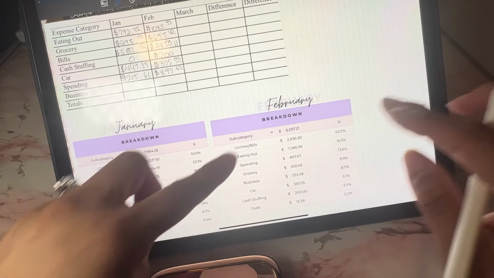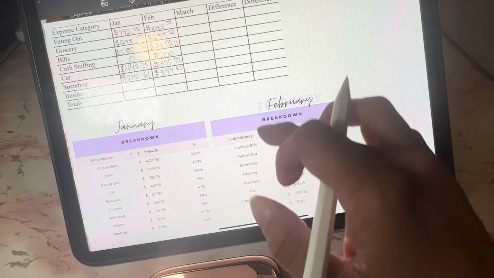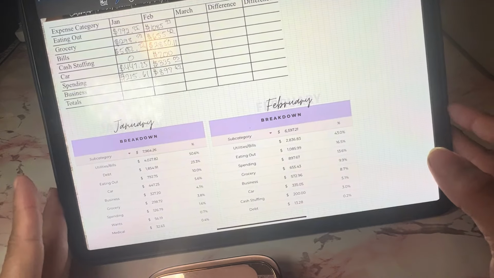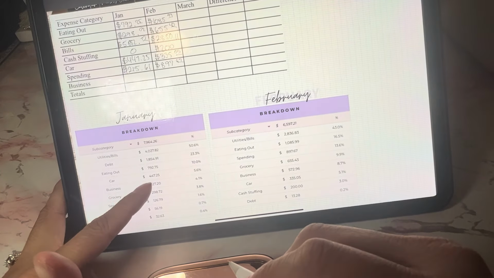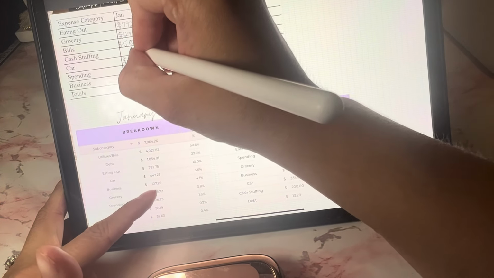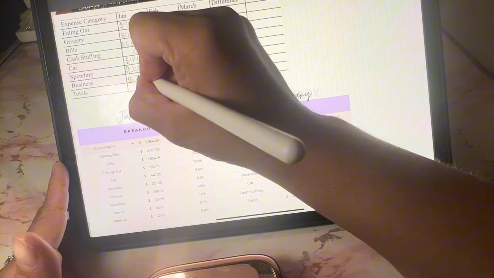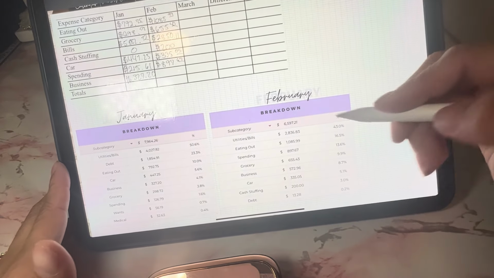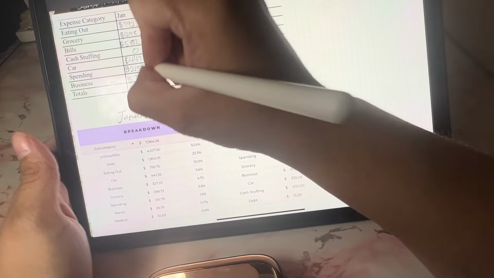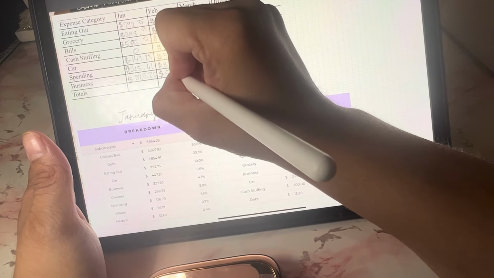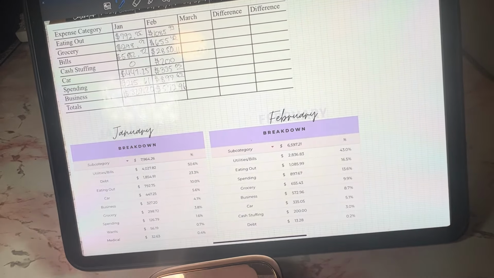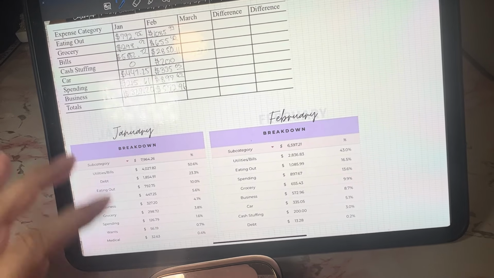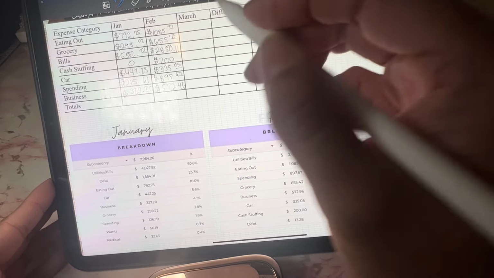And like I said, this one doesn't have many categories because I try to keep it all within the ones I really want to look at. Business. Okay, business obviously went up. This is from my Etsy shop. January was $327.20, and for February, $572.96. Okay, so that is legit it. So utilities and bills.